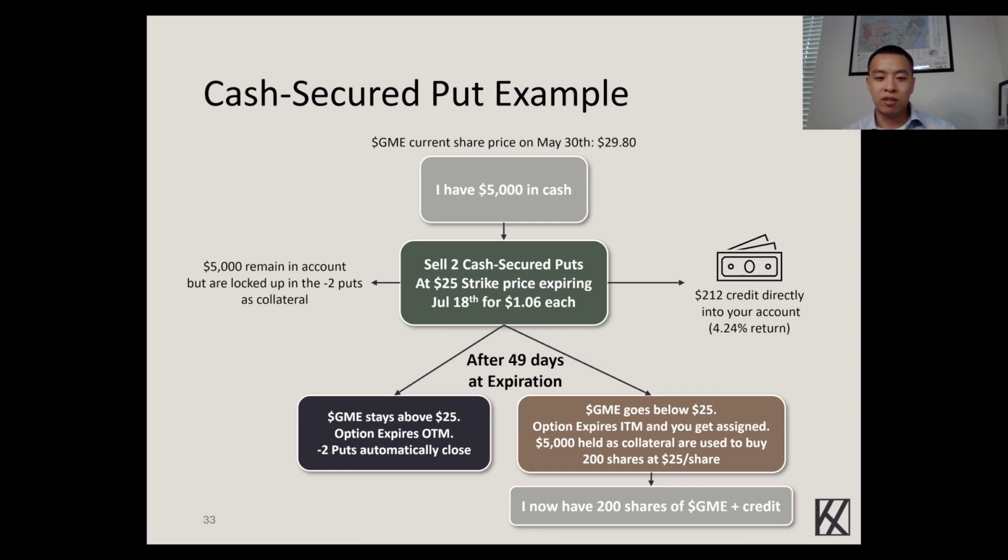I'm at expiration. There's 2 scenarios. Remember, cash secured puts, it's a bullish position. I want the price to go up, okay? GameStop stays above $25. Bam, I won. So if GameStop is above $25, my option expires out of the money. It expires worthless. Those -2 puts get automatically closed and nothing happens. My $5,000 that was locked up is unlocked, and I can do whatever I want with both that $5,000 and with the $212 of credit I got originally. Okay, win.